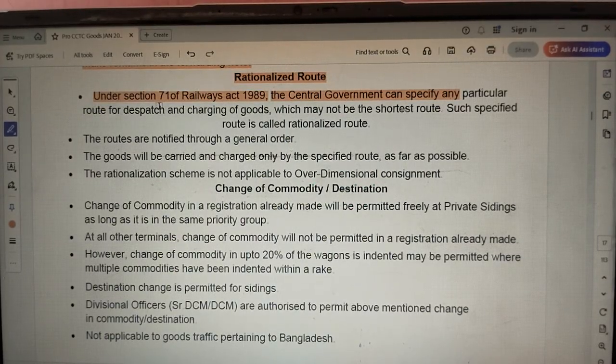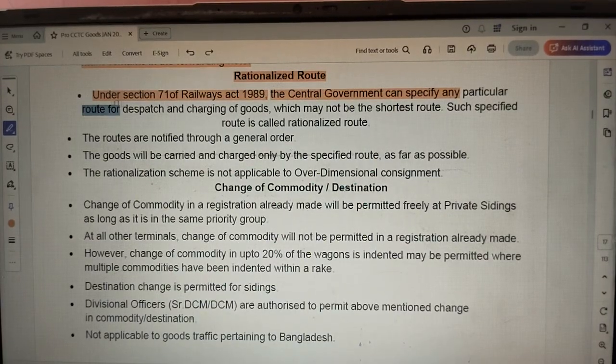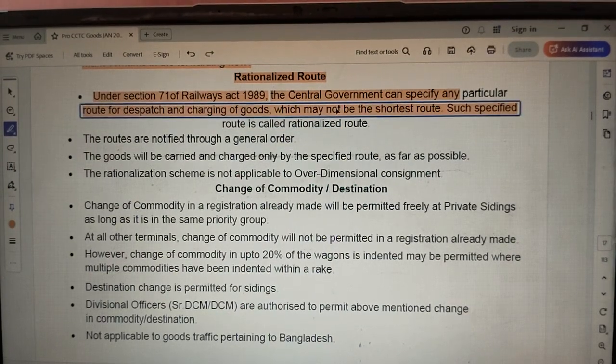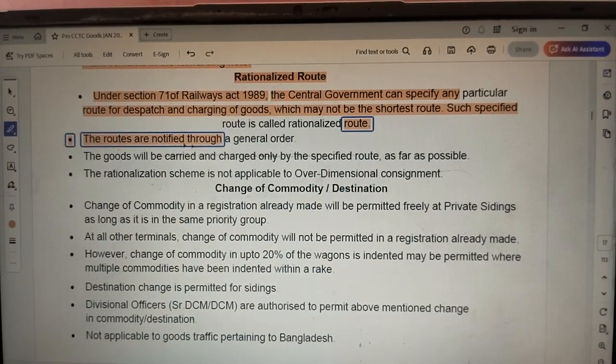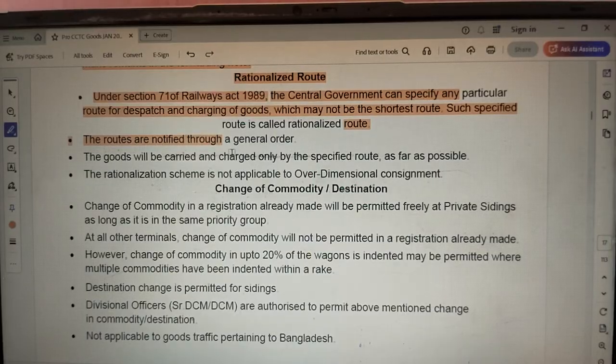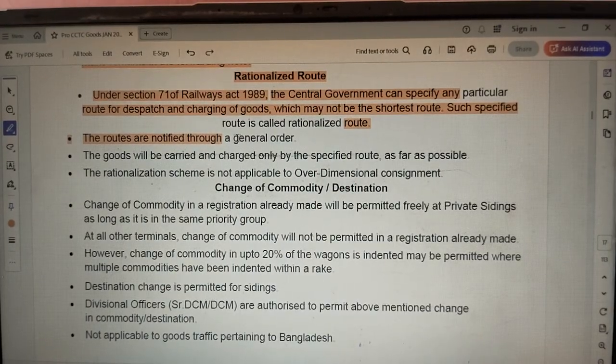Under Section 71 of the Railway Act 1989, the central government can specify any particular route for the dispatch and charging of goods which cannot be sorted by route. Such a specified route is called a rationalized route. Routes are notified through general order.